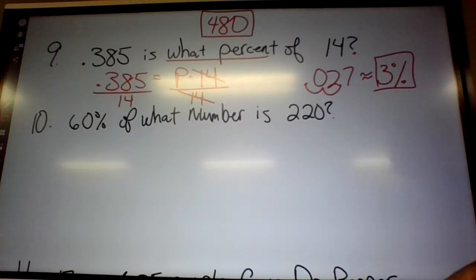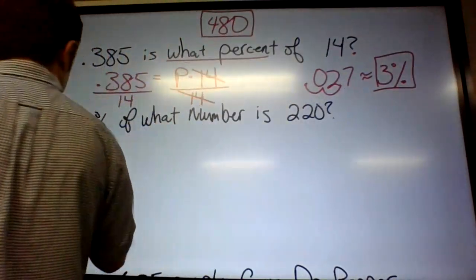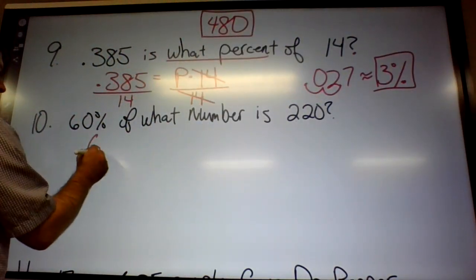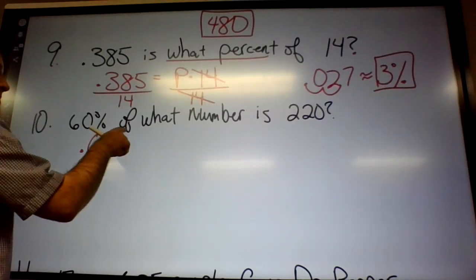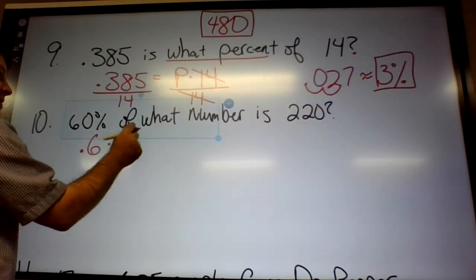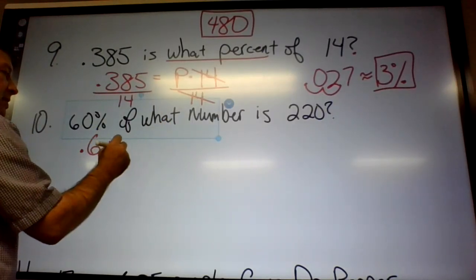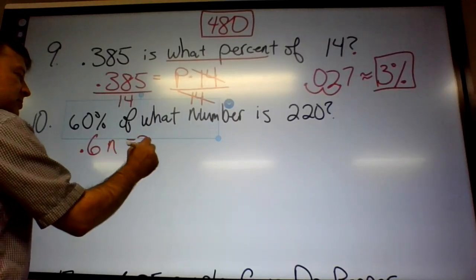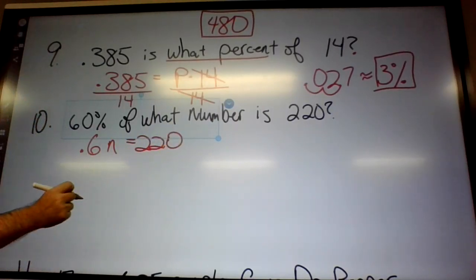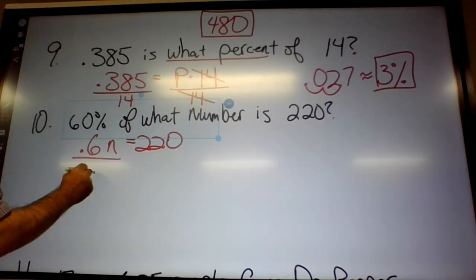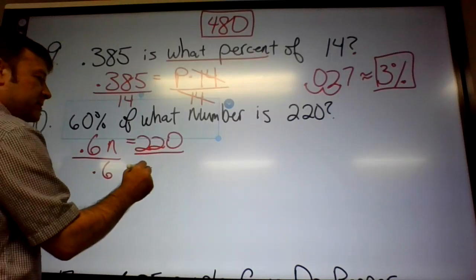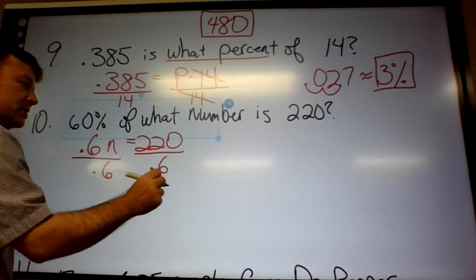I think I got this one. All right, 60%, 0.60 or 0.6 times what number n equals 220? So how are we gonna solve this one? Divide. Okay, this one, our answer is not a percent.